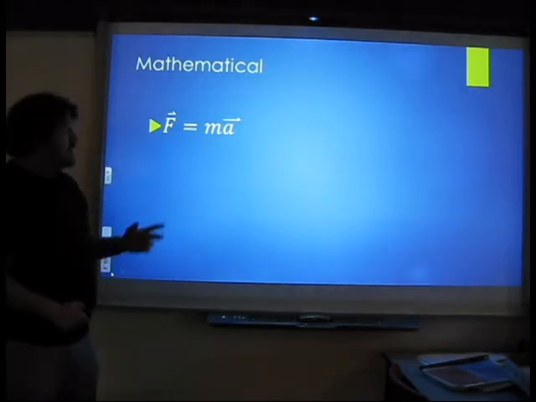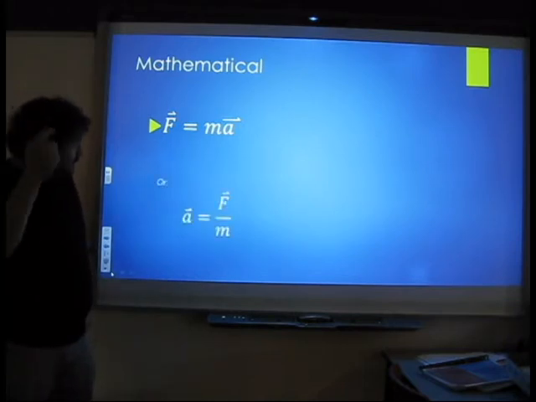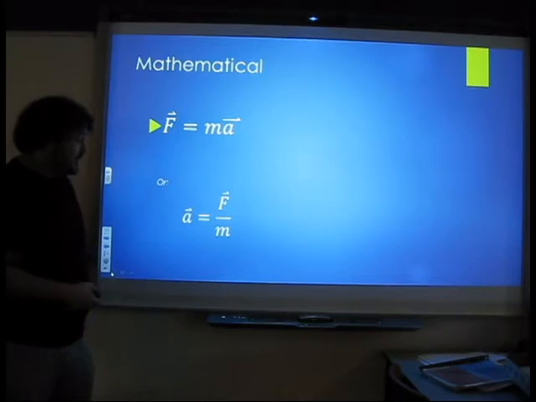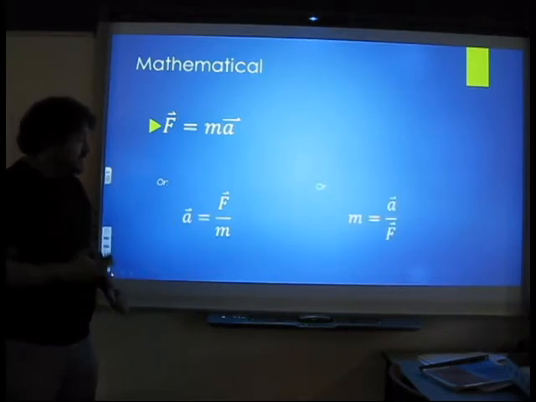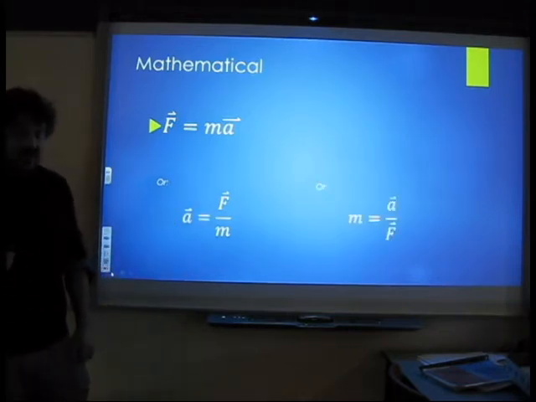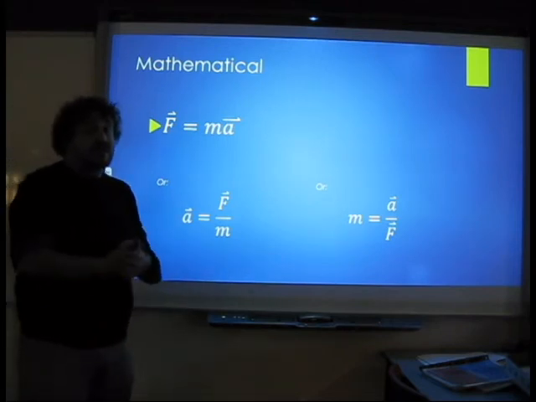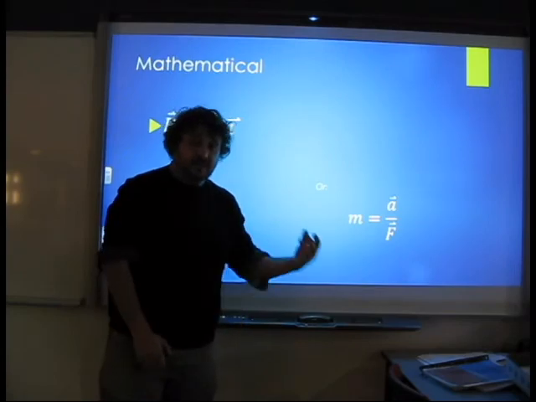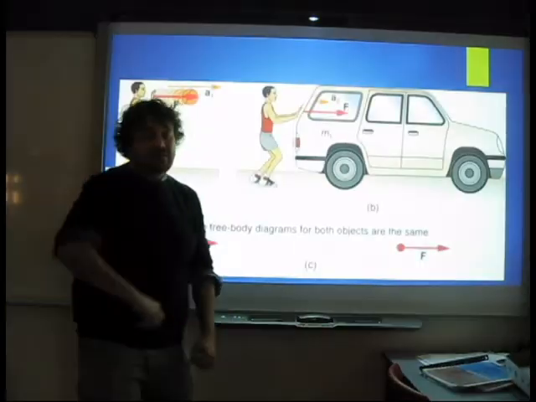Now, we can rearrange that to find those different numbers. For example, if we know the force and the mass, and we want to find out how something's going to accelerate, we rearrange it to this. And if we know the acceleration and we know the force, we can use that to work out the mass of an object, as we have right here. We can rearrange the equation for that. Now let's see what that looks like.